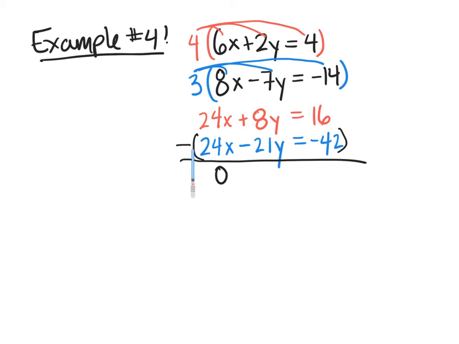8 minus a negative 21. Careful there. 8 minus negative 21. So what does that actually mean? Minus a negative, that actually means plus. So 8 plus 21 is 29y.